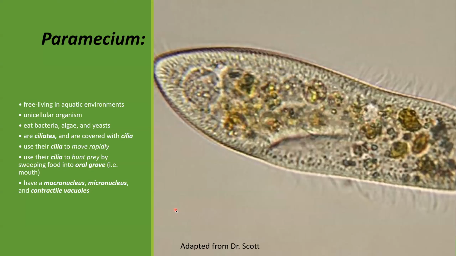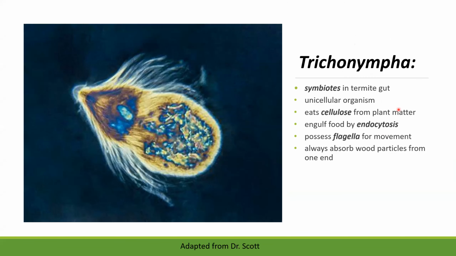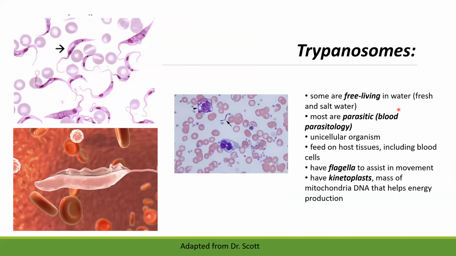And here's some information on paramecium, so you can go ahead and answer these questions. These are going to have cilia all around them, and they are classified as ciliates because they are covered with cilia. You want to know what the cilia are used for. And then you're just going to move on to this organism here, and here's some information about it. Then you're going to finish off the animal-like protists with trypanosomes.